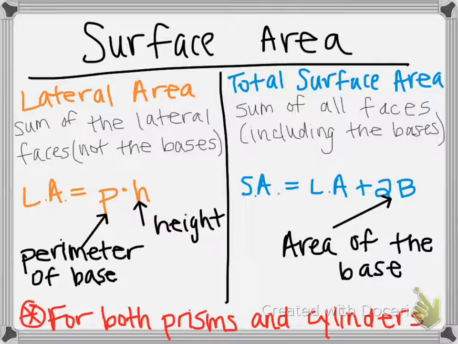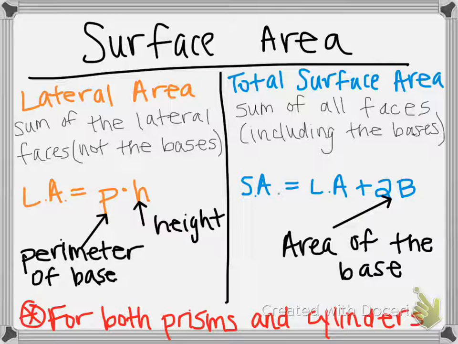For a rectangle, you'd have to know the length and width. For a circle, you'd have to know the radius to determine the circumference, because that's going to be the same thing as perimeter. So even though the perimeter might be calculated in different ways for different shapes, as long as you find the perimeter and multiply it by the height, you'll have the lateral area.